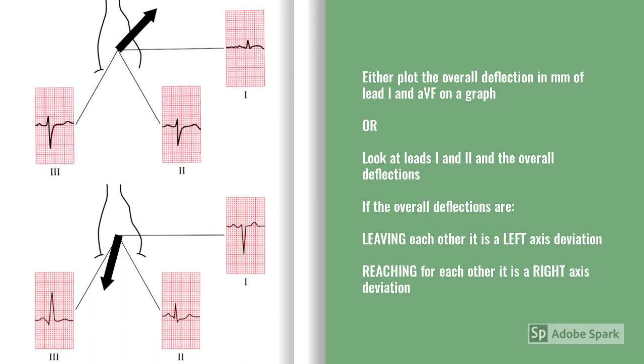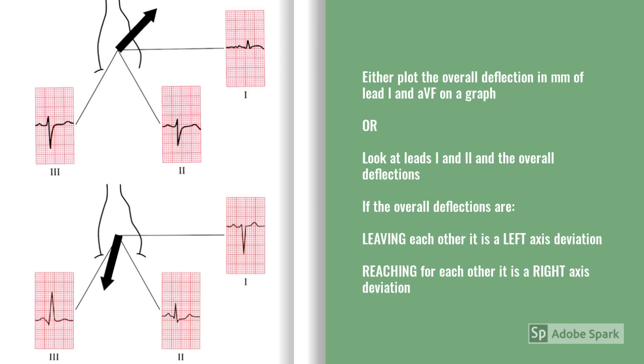Calculating the axis can be a little bit difficult. What you're supposed to do, the official way to do it, is to plot the overall deflection in millimetres of lead 1 and aVF. But the alternative and much quicker way to work out the axis is to look at leads 1 and 2 and the overall deflections in that. Are the overall deflections leaving each other, or are they reaching for each other?